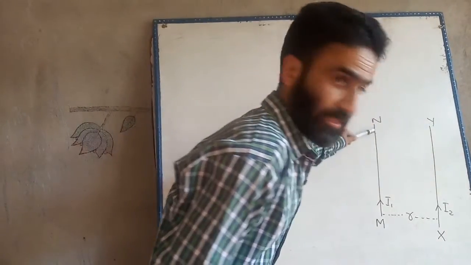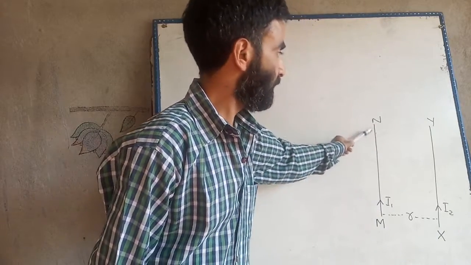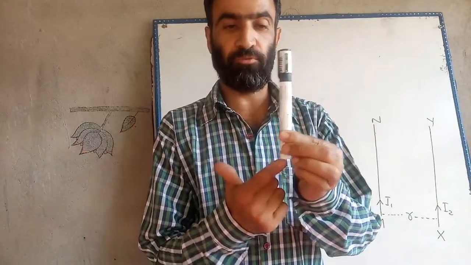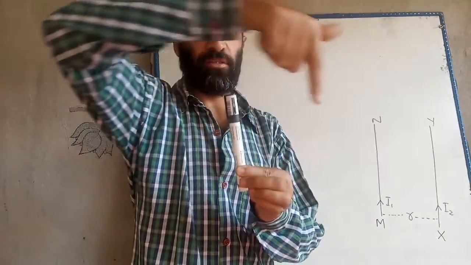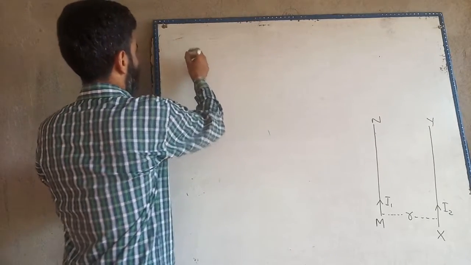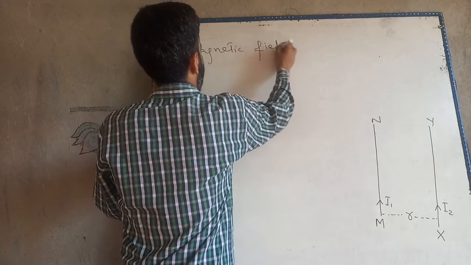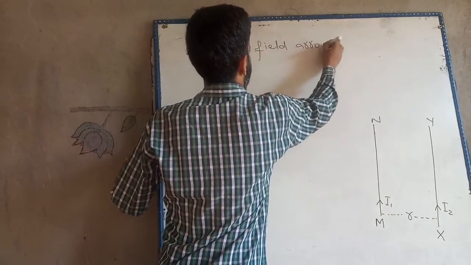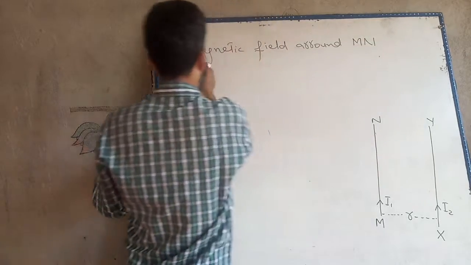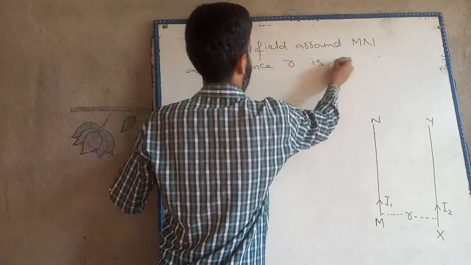Now let us take this conductor MN, and we know whenever electric current is flowing through a conductor, a magnetic field is developed around it. Like this is the conductor through which current is flowing, and so the magnetic field gets developed around it. That magnetic field is given by, I will write, magnetic field around this MN at distance r is given by.